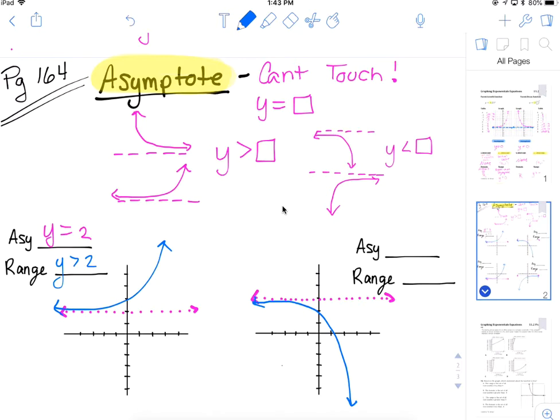Okay? On that second problem, my asymptote line is at 3. So I would say what? Asymptote's y equals 3. I'm lower than it. So I would say y is less than 3. My blue graph is under 3.